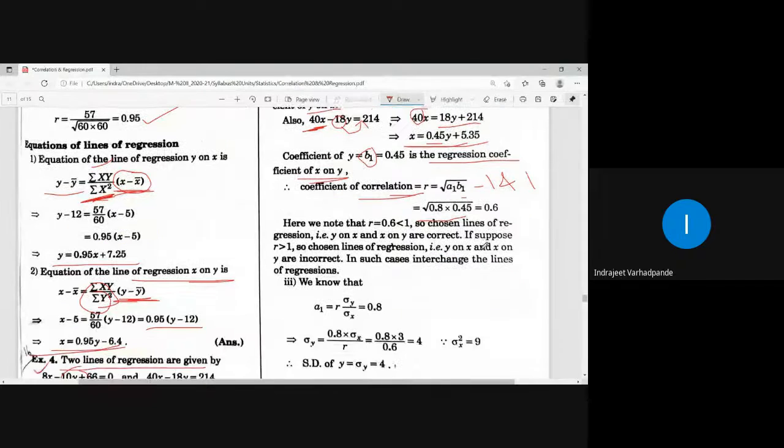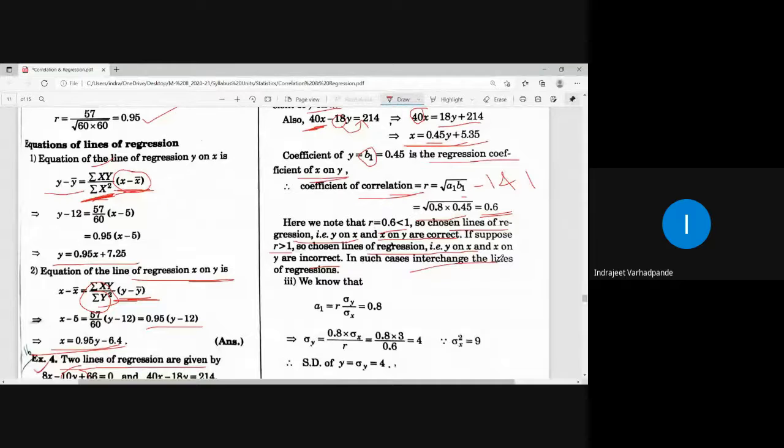So we know that r, which is coming out as 0.6, is less than 1. So the chosen lines of regression y on x and x on y are correct. If r greater than 1 is obtained, the chosen lines of regression are incorrect. In such cases, we interchange the lines of regression. But here we have obtained the value of r, which is the square root of a1 b1, and it is correct, hence we can go ahead with the assumption we have taken.